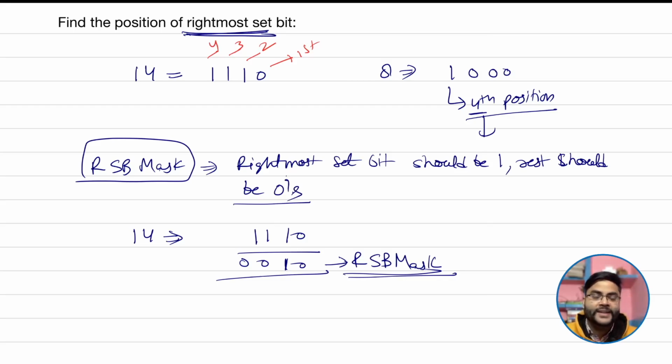And if you want to find the position of the rightmost set bit, then you have to output this position: fourth, third, second. So here I want to return this rightmost set bit position, so it will be 2 in this case. Now, how to find the rightmost set bit position? There can be multiple ways to find it, so let me start with the basic one.